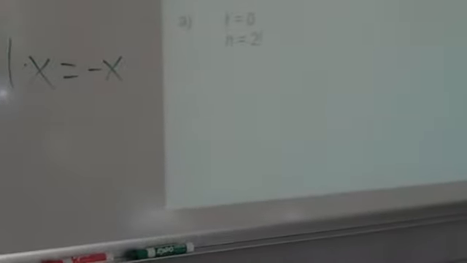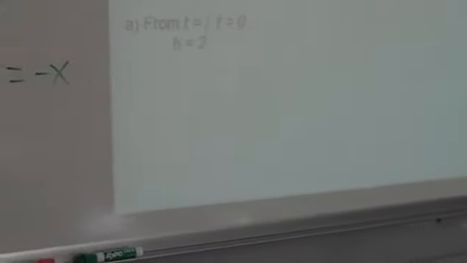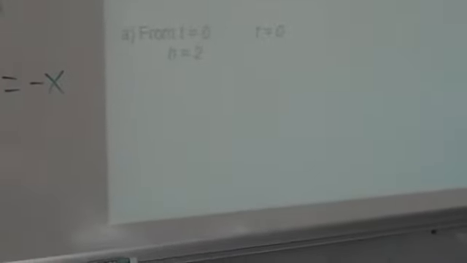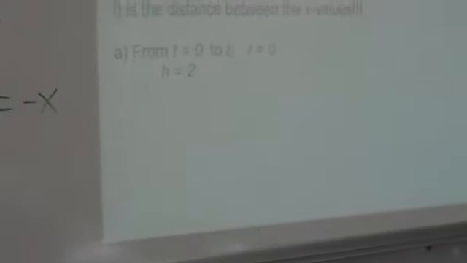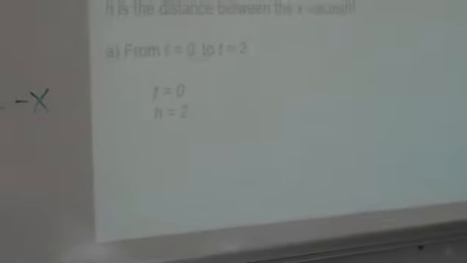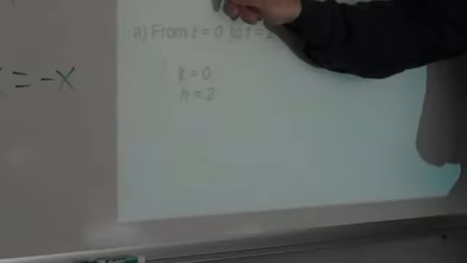Let me write this in a way that might be clearer. In this difference quotient, this t is the starting time value, and this h is the distance to the next time value. So that's why h is 2 here, because it's the distance from 0 to 2. Yes, Brandon?